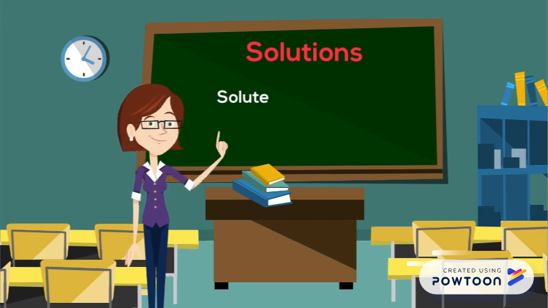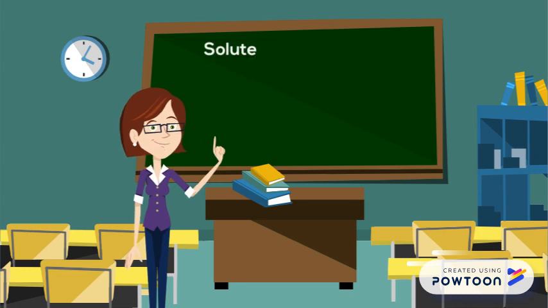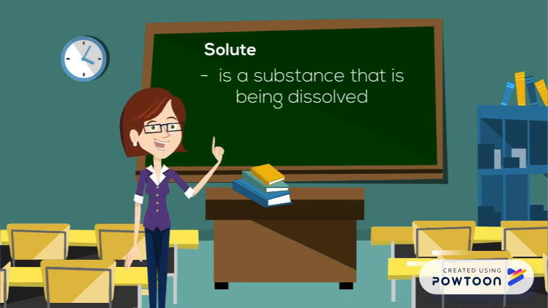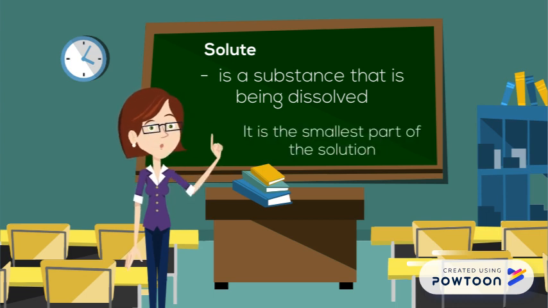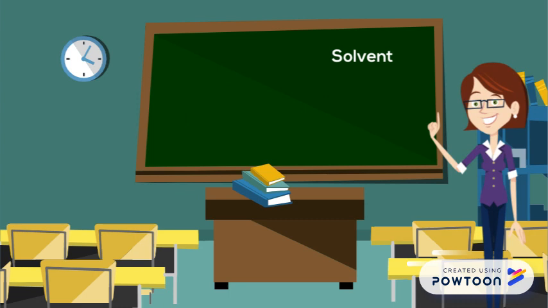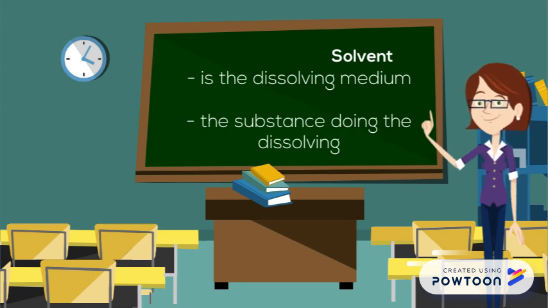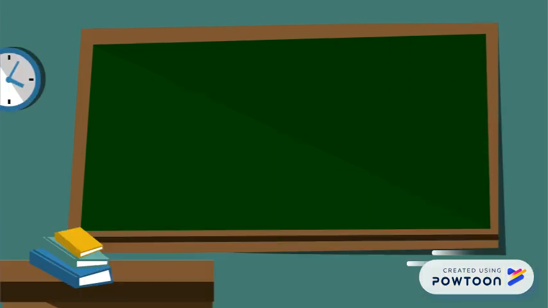Solutions are made up of two parts, a solute and a solvent. A solute is a substance that is being dissolved. It's the smallest part of the solution. A solvent is the dissolving medium. It's the substance that is doing the dissolving. It's the largest part of the solution.